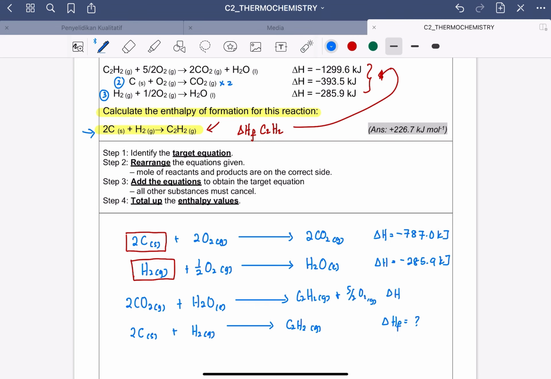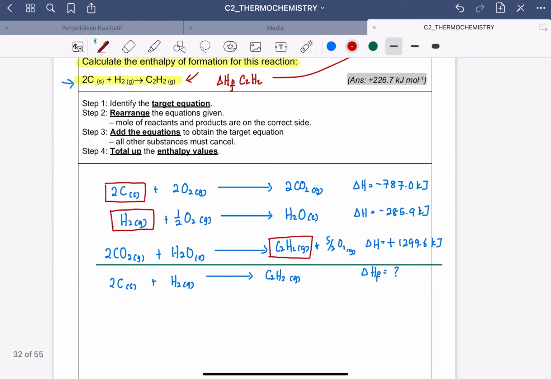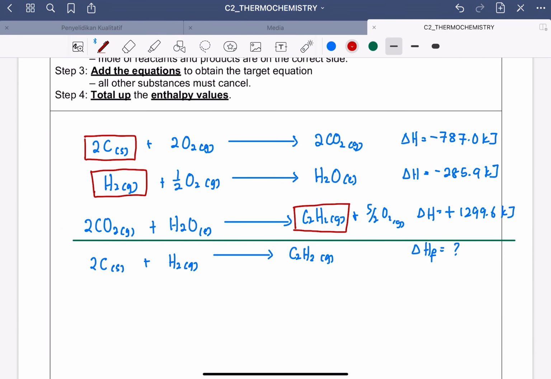With the enthalpy, now since I reverse it, the sign will change to positive. I did not multiply it, so the value will stay the same. Okay, this one. So I block this. Alright. Okay, so what should we do?